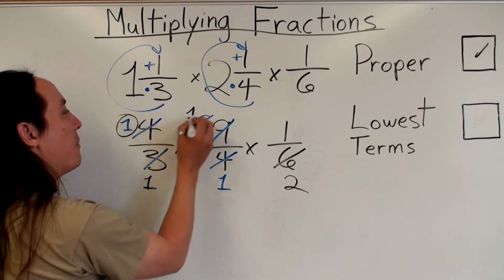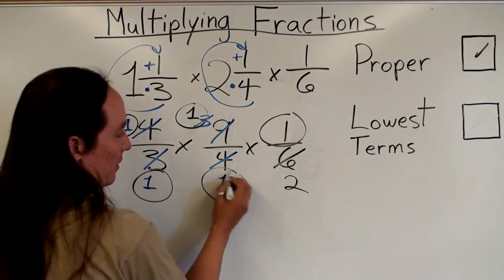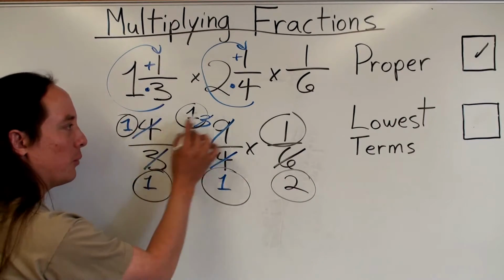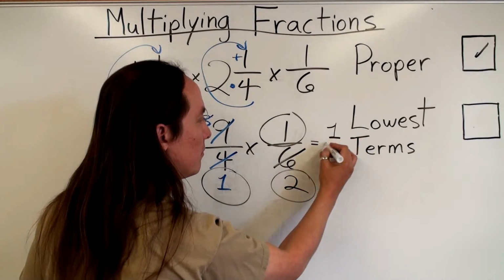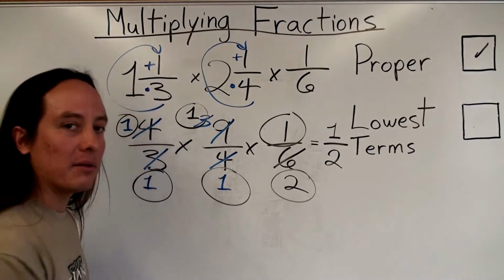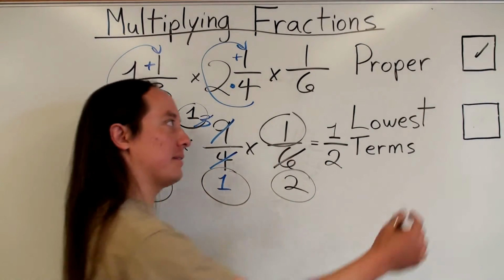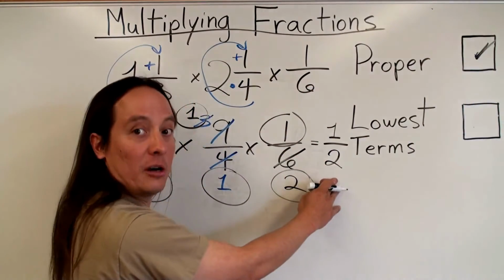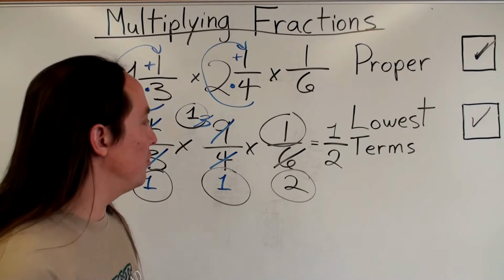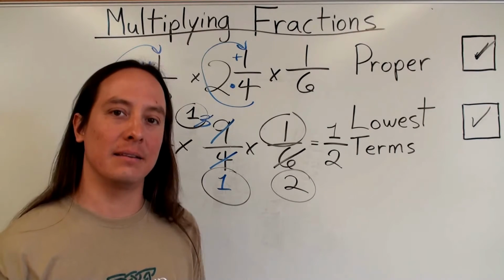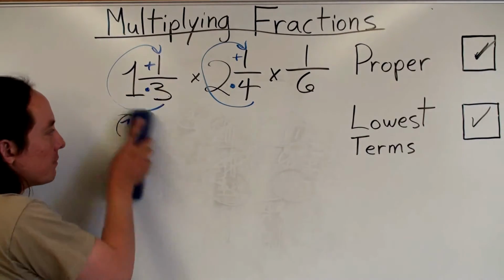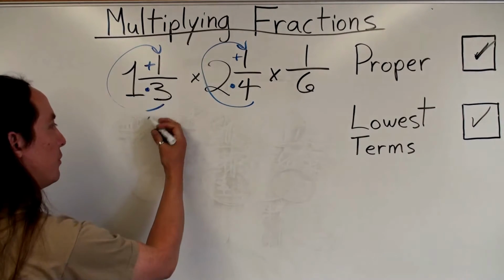All right, so now my multiplication is going to be with these numbers, my reduced numbers, my canceled out numbers. So 1 times 1 times 1 is 1. 1 times 1 times 2 is 2. 1/2. Proper? Yes. Check. Lowest terms? Yeah. Also, check. So like I said, as promised, I'll do this one more time without canceling, so you can see the difference. All right, so this was 4/3.